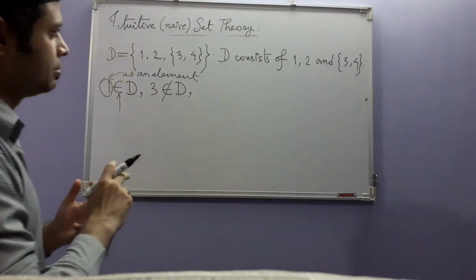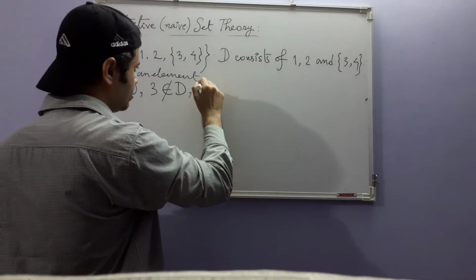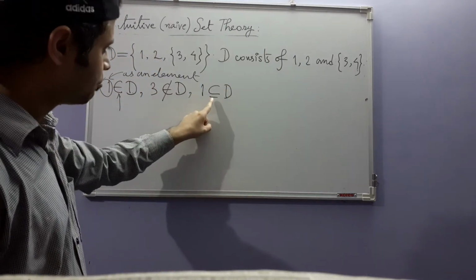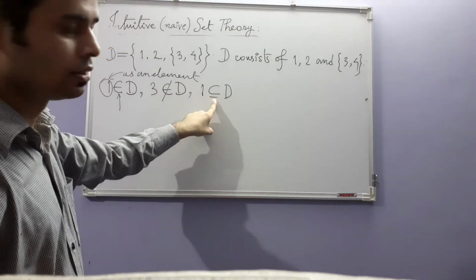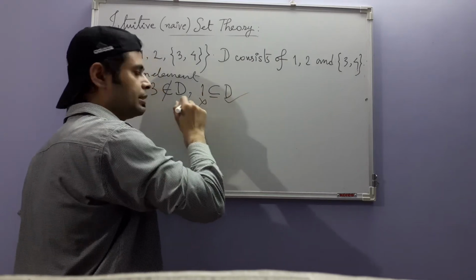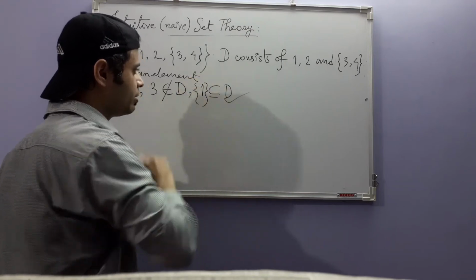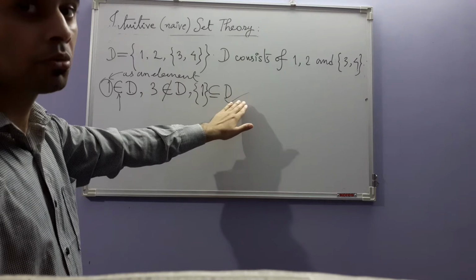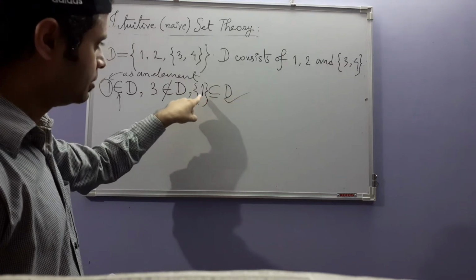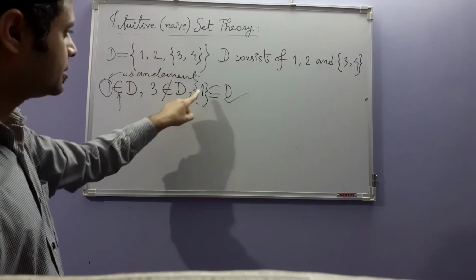Now we come to the relation of being a subset of a set. Can I write 1 is a subset of D? No, of course not. This does not make sense. Whenever this symbol is there, both the sides should be sets. The right hand side is a set, the left hand side is not a set, it's just a number. However, if I write this singleton set, then this is a subset of D. Why? Because every element in this set is also an element of D. This set has only one element, which is 1, and that is definitely in D. So this is a subset of D.